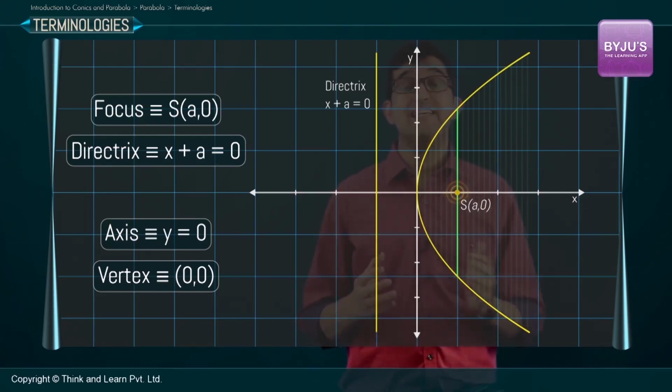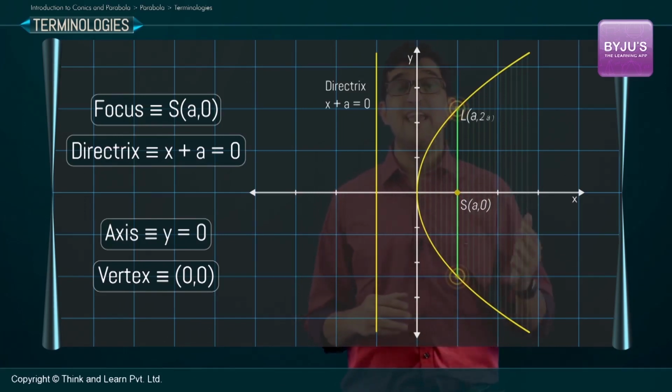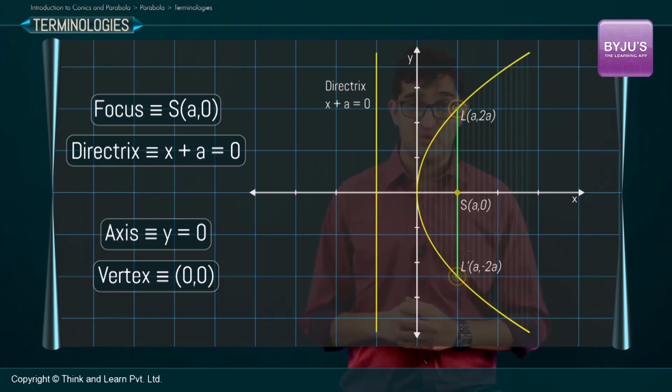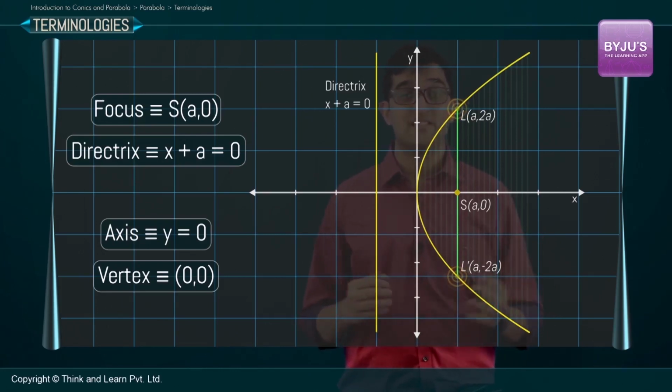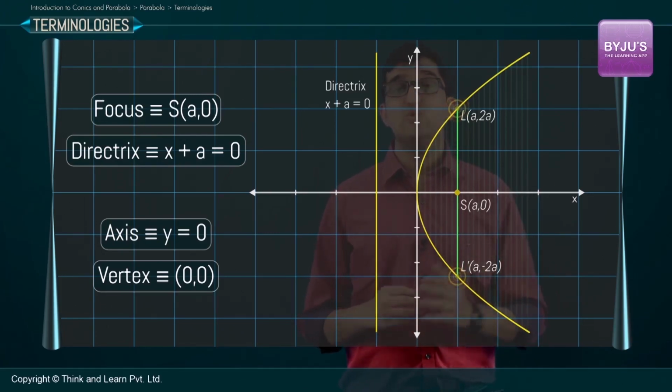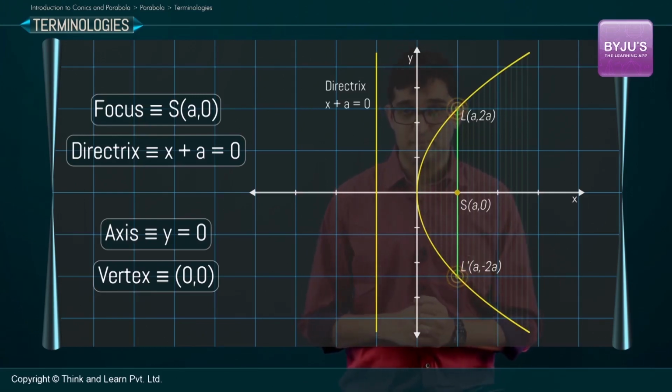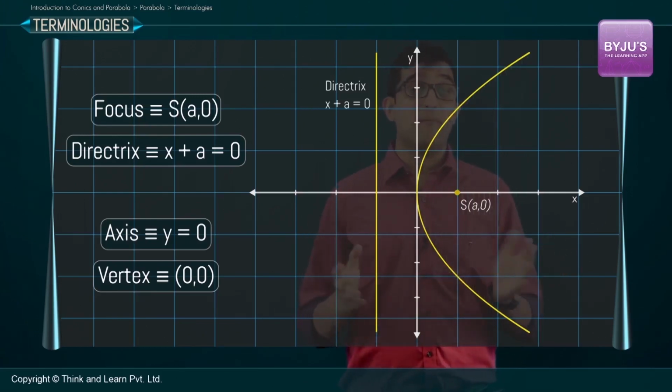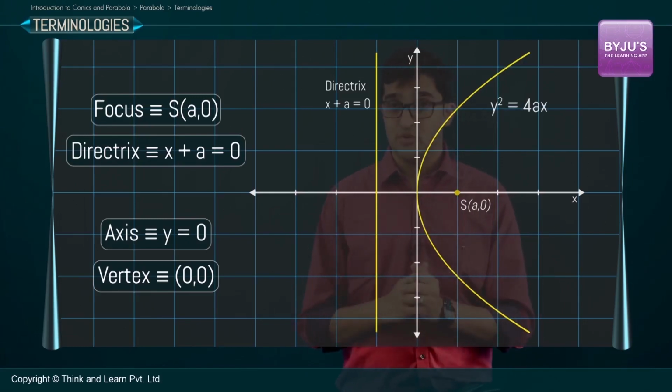We can easily calculate the endpoints of the latus rectum since the x coordinate is the same as that of the focus. Here, (a, 2a) and (a, minus 2a) are the endpoints of the latus rectum. Therefore, the length of the latus rectum is 4a. We say two parabolas are equal if they have the same latus rectum. This is all about the parabola y square equal to 4ax.